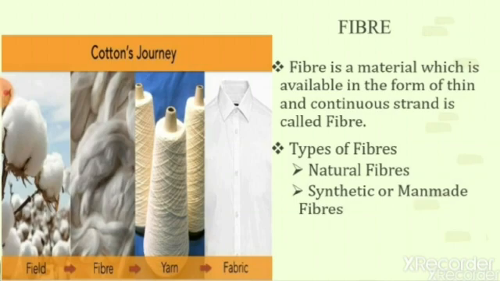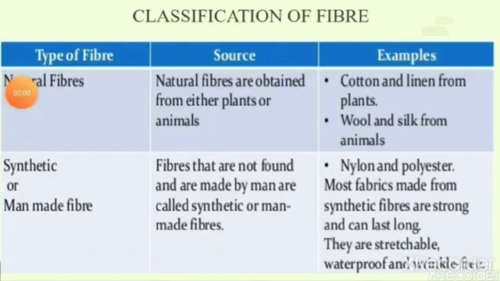So there are two types of fibers. One is natural fiber and another one is synthetic fiber. Natural fiber, from the name itself we can say, is naturally obtained from plants or animals. Synthetic means it is made of chemicals and it is a man-made fiber. So the fibers are now classified into natural fibers and synthetic fibers or man-made fibers.